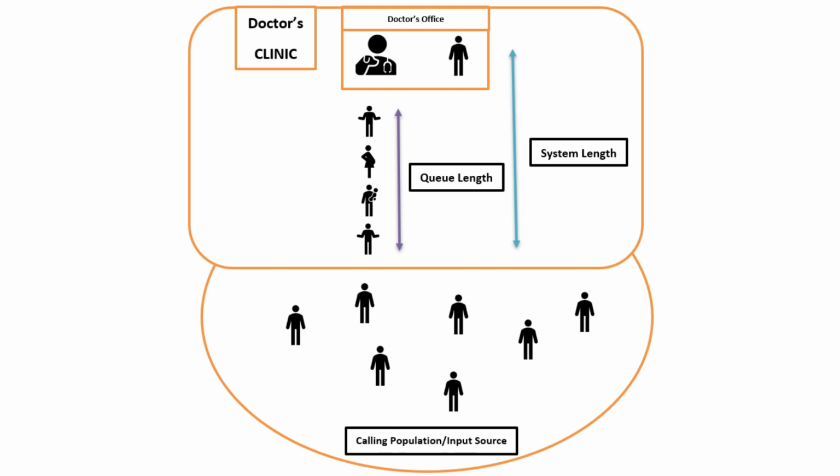The people outside the doctor's clinic will be termed the calling population or input source because they are the potential customers. The doctor can adjust his schedule accordingly if he knows the rate at which patients come to his clinic, how many people are waiting outside his office, at what time of day the crowd is highest, and many more. So this is where queuing theory steps in.